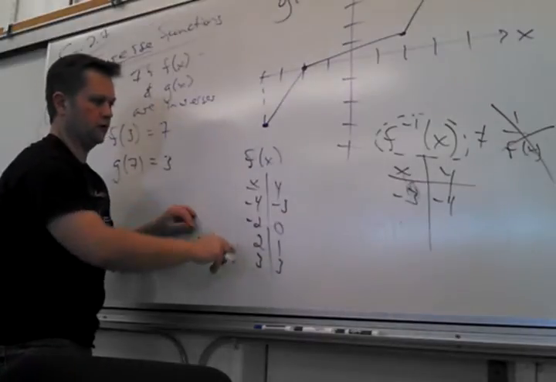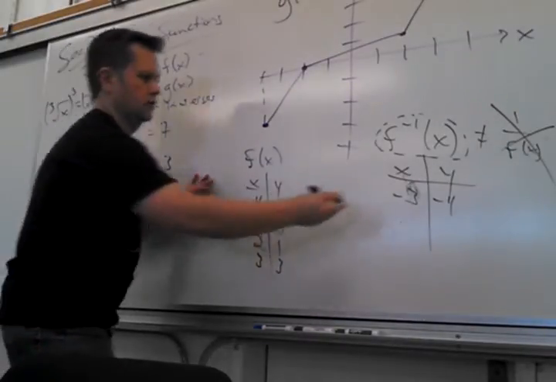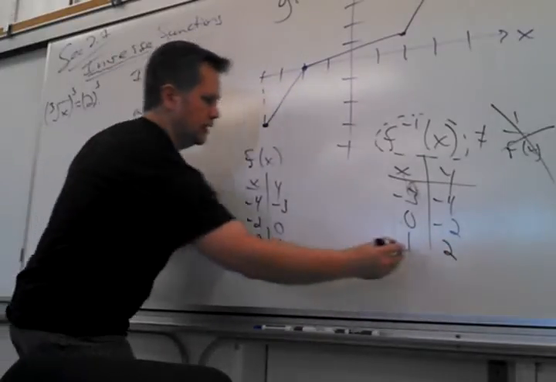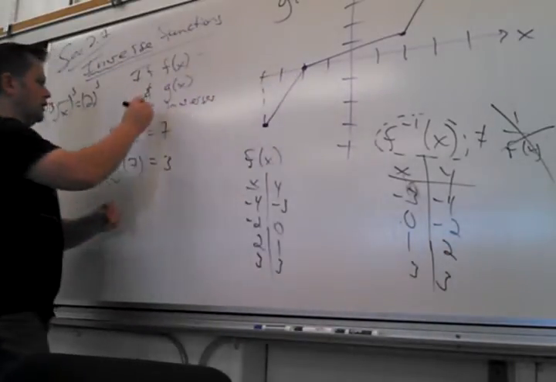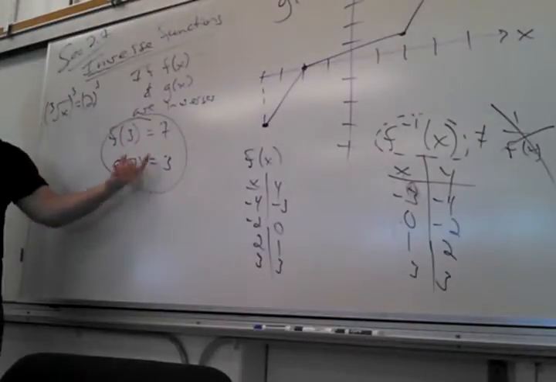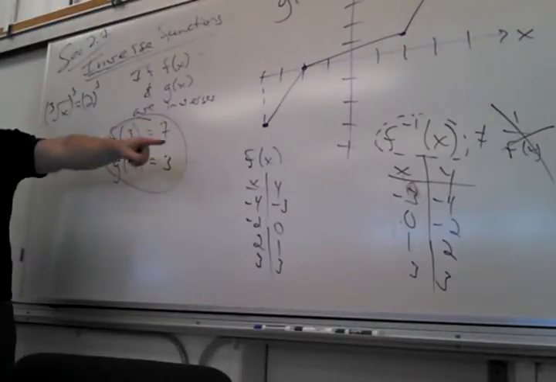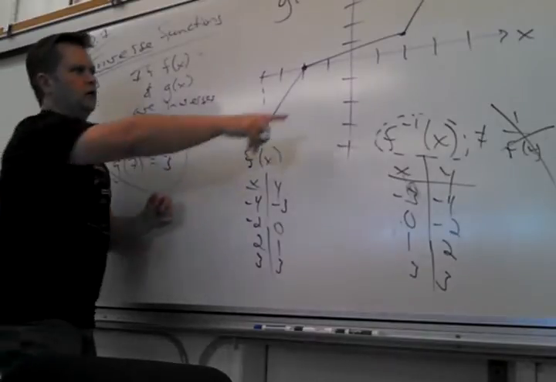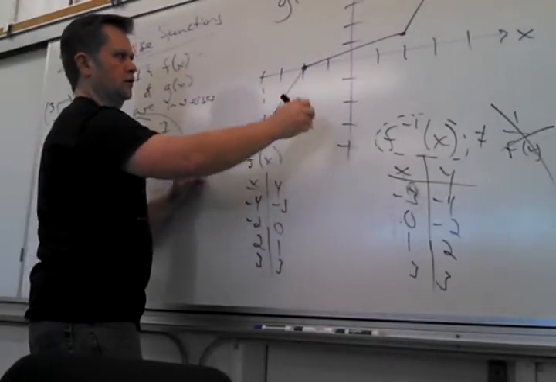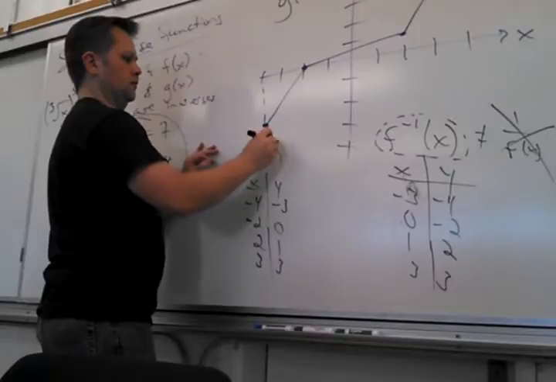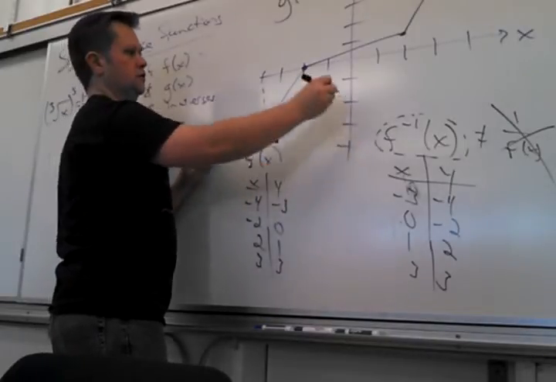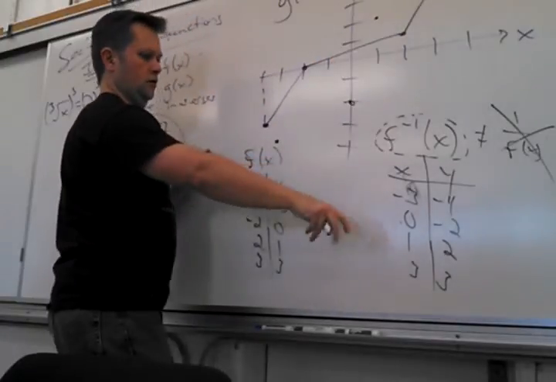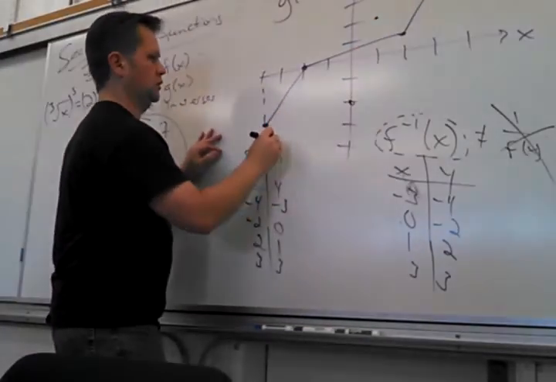So what other point does it go through? Zero, negative two. 1, 2. Once you understand the basic idea, and it's a basic idea that most of you seem to understand completely quickly, it actually carries through. It's almost too easy to believe. So how do you graph the inverse function? Negative 3, negative 4. Zero, negative 2. 1, 2. 3, 3. Now what's interesting about the shape?